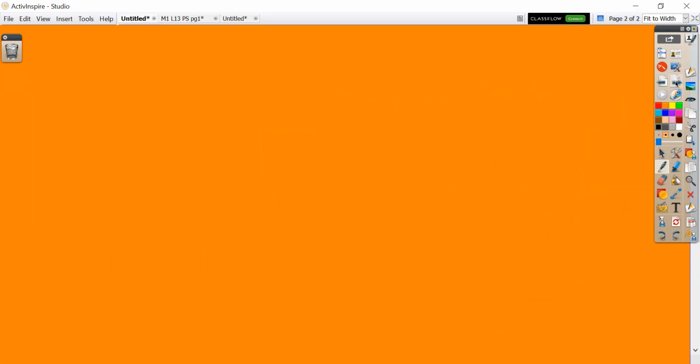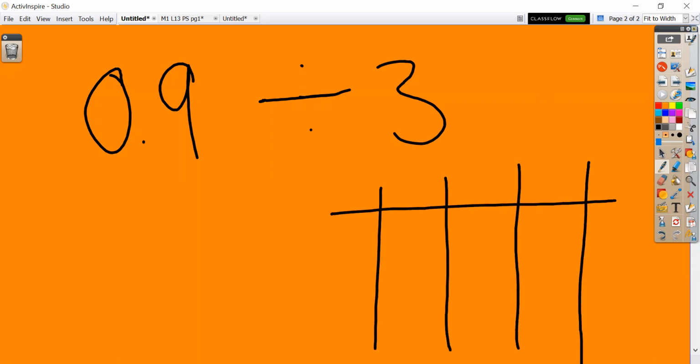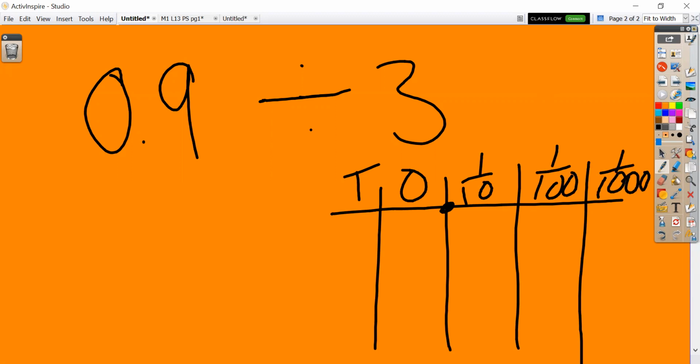So let's go ahead and start with 9/10, so 0.9, and we're going to divide this by 3. Let's place this into a place value chart for the first one. Ones and tens and tenths, hundreds, thousands, right? So I'm going to use disks this time.